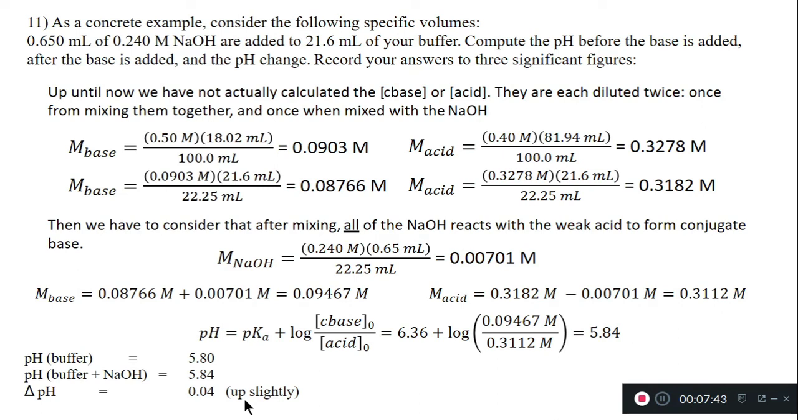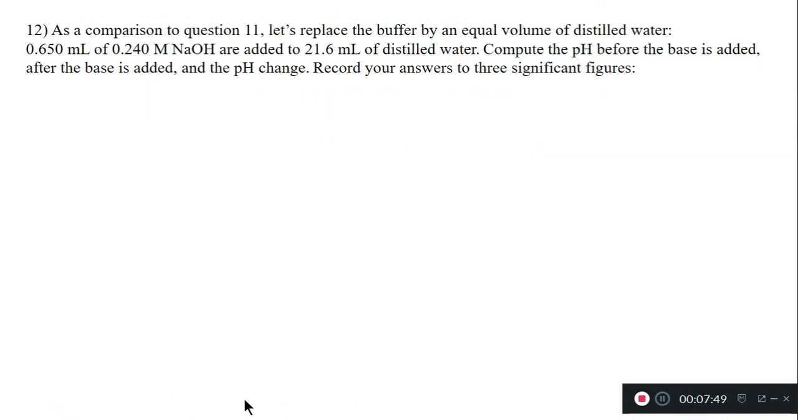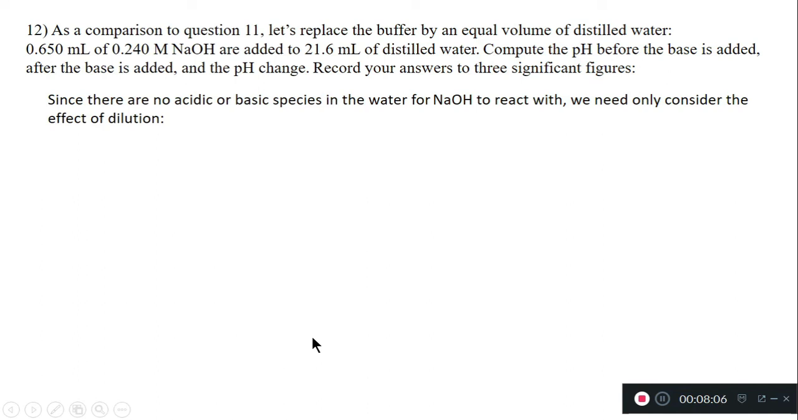Just as a comparison, let's see what would happen if we had done the same thing, but instead of using a buffer, we used distilled water. So we're going to replace the buffer by an equal volume of distilled water, but the same basic things. Well, here, the NaOH doesn't have any species to react with. It's in water. There isn't anything for it to react with. So this is just what is the pH of the diluted solution.